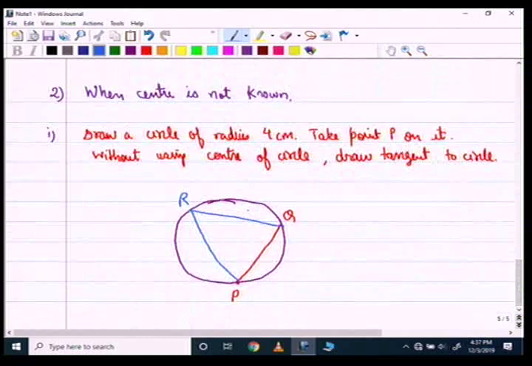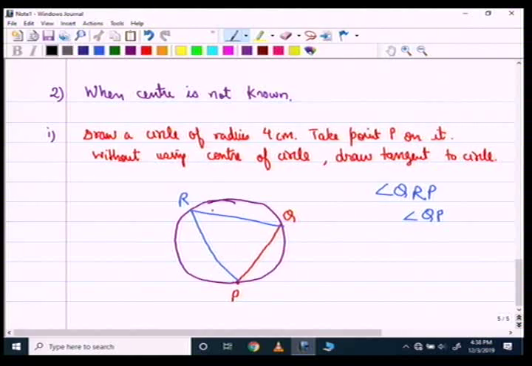So with the help of compass, this is the angle QRP. We don't know its measure, but whatever the measure of this angle, with equal measure of QRP, we have to draw another angle, which is QP and some line extending this one. So how can you draw this?